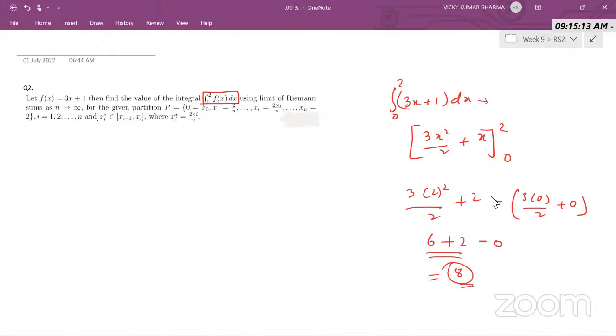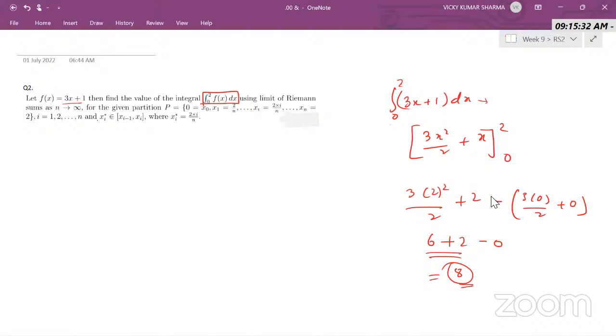So it tells you what? Let f of x be this. It's given with the function. Then find the integral value for this using the limit of Riemann sum as n tends to infinity for given partition P. Now over here, partition is also given.